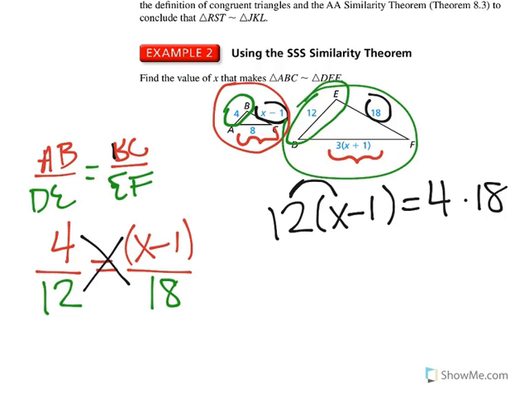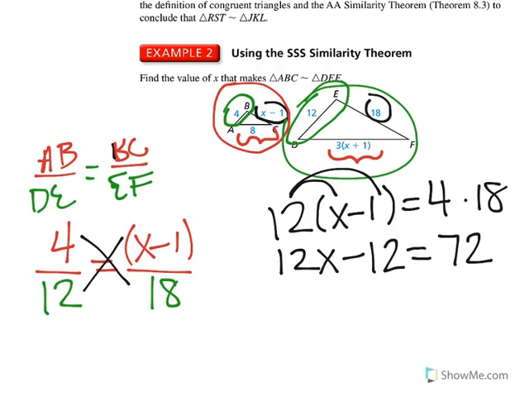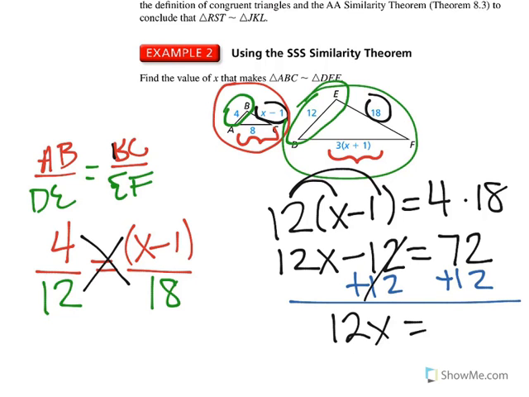I'm first going to distribute my 12 to get 12 times x, which is 12x, and then 12 times negative 1 is negative 12, equal to 4 times 18, which is 72. Then I'm going to add 12 to both sides, and I get 12x is equal to 84. My last step, I'm going to divide by 12, and x equals 7.